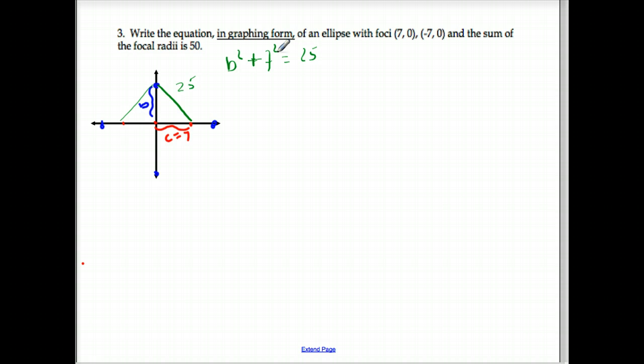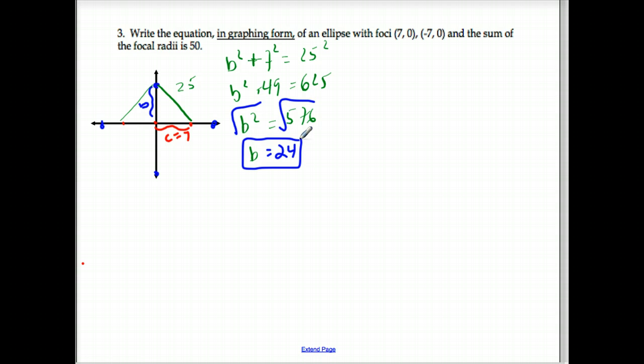So then we have 25 squared. Yikes. All right, so now we have b squared plus 49 equals 625, and now we're just crunching the numbers. b squared equals, subtract 49 from both sides, gives you 576. So b equals the square root of that, and the square root of that is 24.